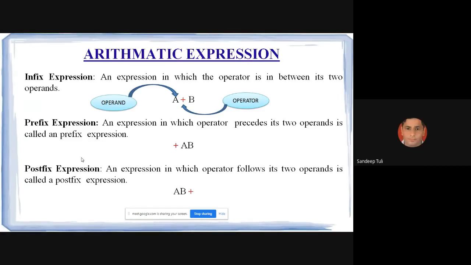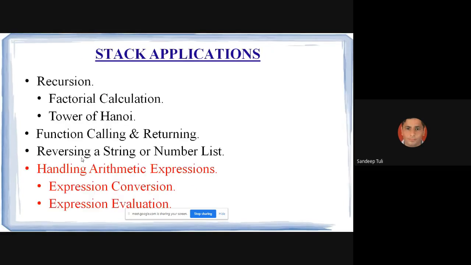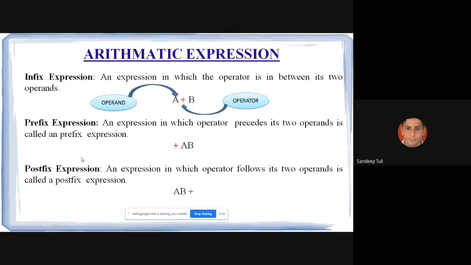Okay. So now we will see how we can use a stack in order to handle various arithmetic expressions. In handling, we will see two different things, as you are seeing in this PPT: expression conversion and expression evaluation. Expression conversion means how one kind of expression can be converted into another one and vice versa. And the second is expression evaluation, how the expression is evaluated. Suppose you are writing 5 plus 3 multiplied by 2 divided by 5, whatever it is, how will it be evaluated in your program.